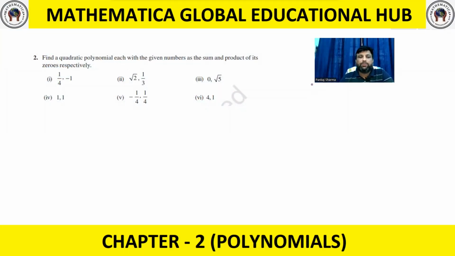We can see question number 2. We can do any two parts from question number 2 of exercise 2.2 of NCERT. Here you can see some of the sums of zeros and the products of zeros are given, and they are telling us to find the quadratic polynomial.